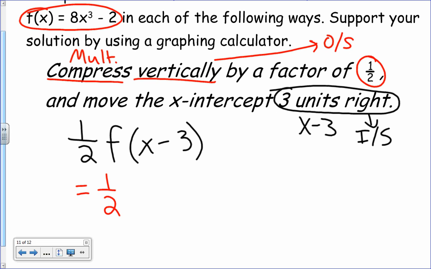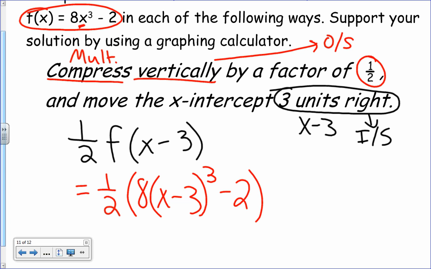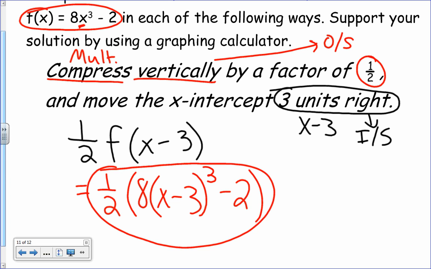So 1/2 goes outside. I still have 8. Instead of my x right here, I'm going to put my x -3, and I'm going to cube that, and then go -2. I put 1/2 on the outside. I left my 8. Instead of x, I put x -3. That makes me go right 3. I kept my cube. I kept my -2. I'm done. Okay?